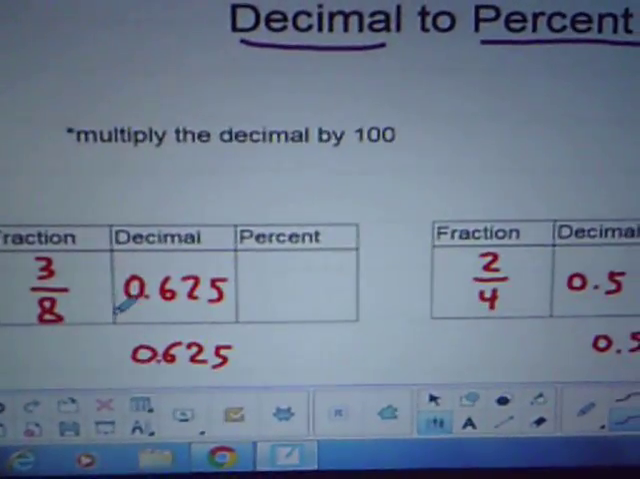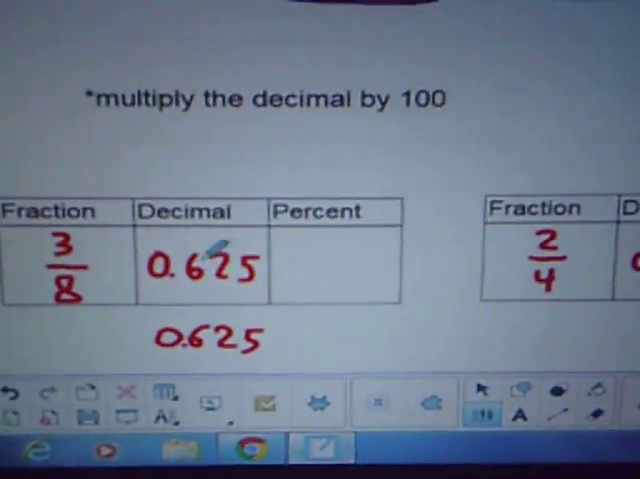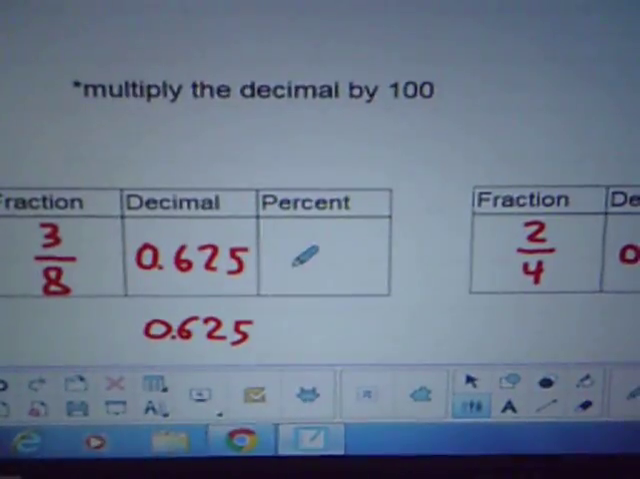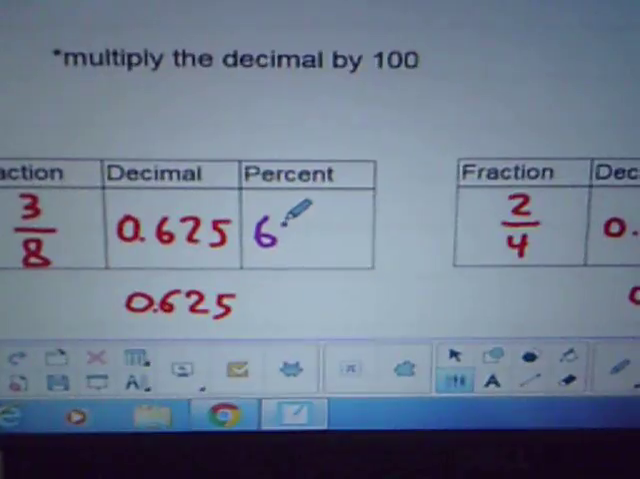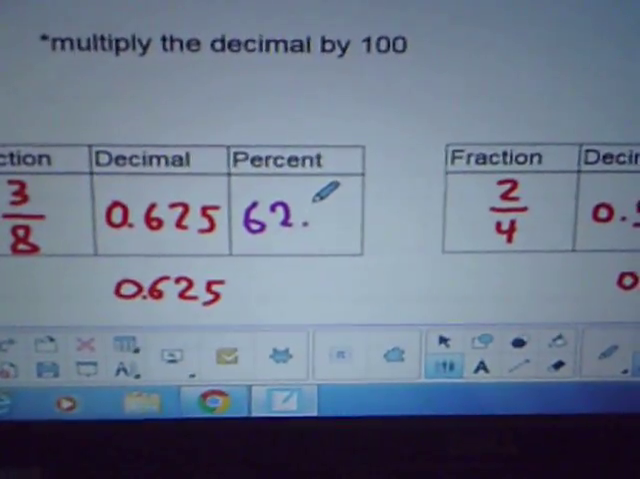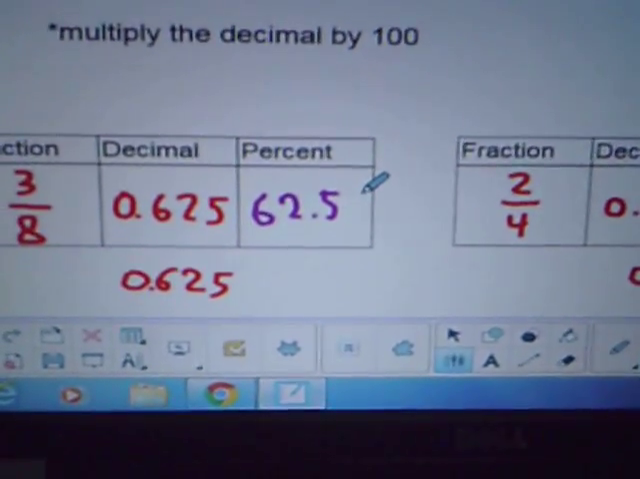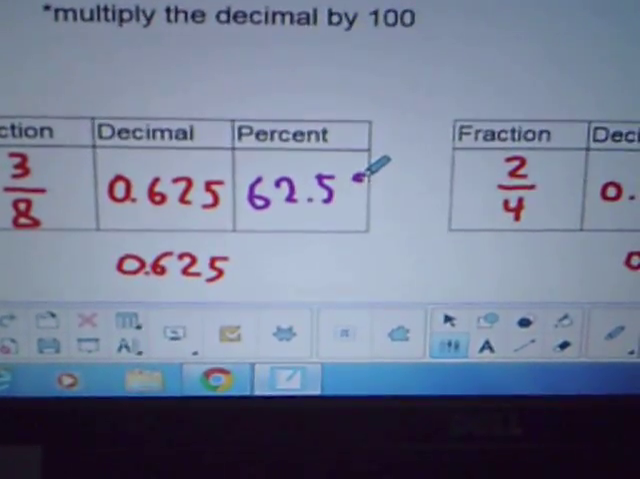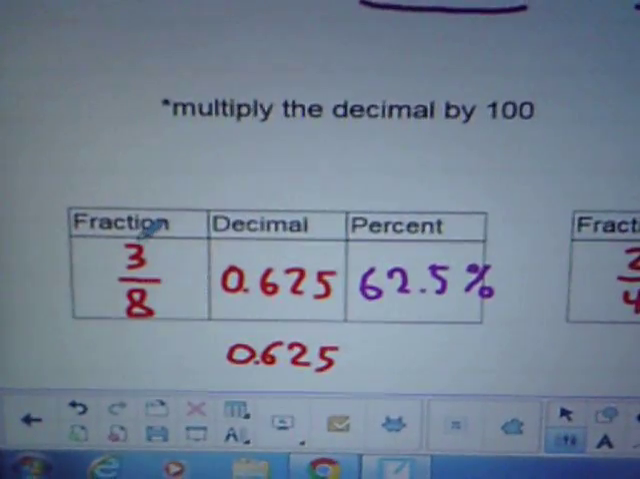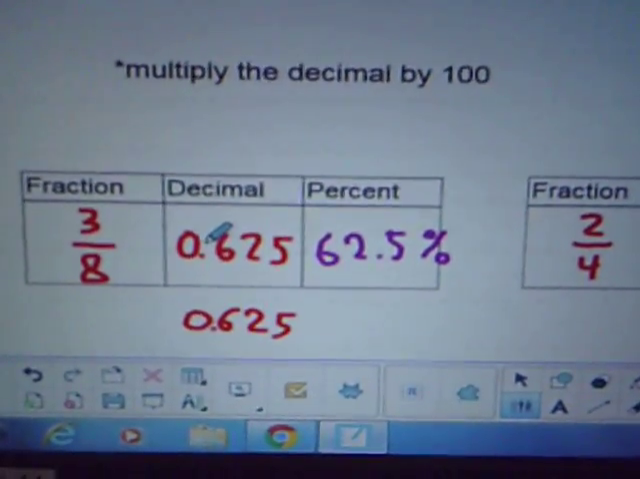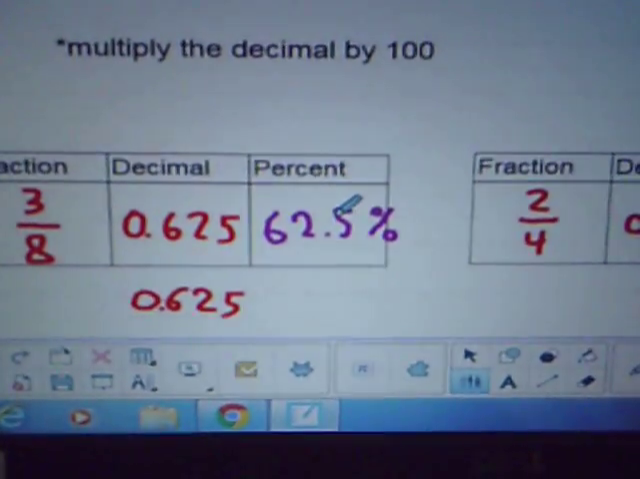So what we do is we take this number here, the decimal form, 0.625, and multiply it by 100. And when we do, we get the number 62.5. And of course, since we're changing this decimal into a percent, don't forget to add the percent symbol. Okay? So 3/8 is equal to 0.625 in percent form is equal to 62.5%.